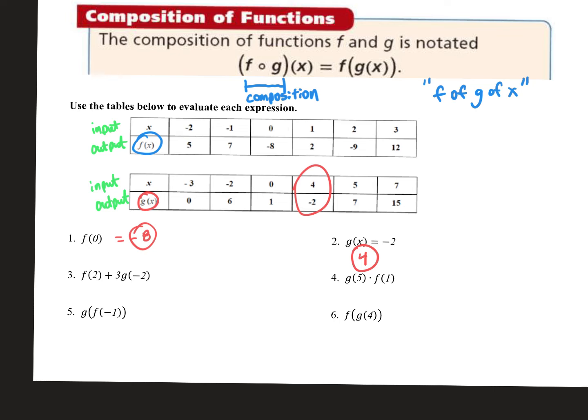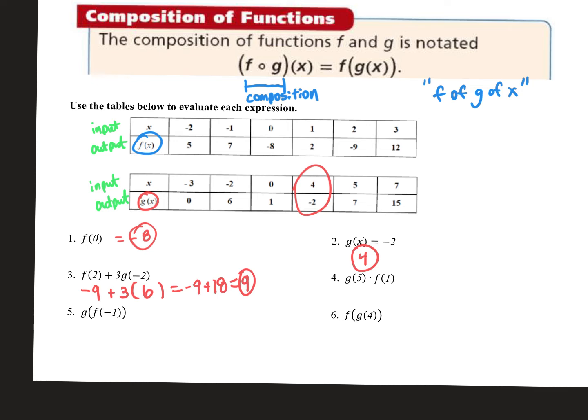Number 3, f(2). So let's evaluate f(2). Look at our table up top. When I plug 2 in, I get out -9 plus 3 times g(-2). g(-2) is 6. So I got -9 plus 18, which is +9.